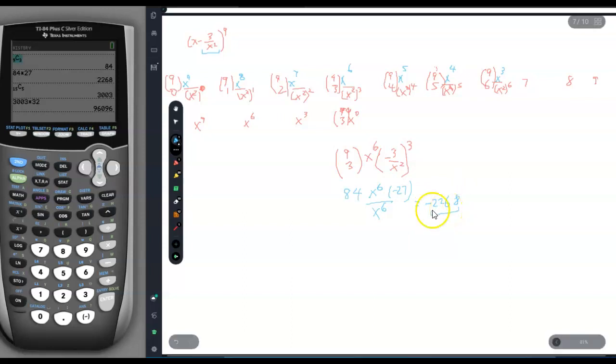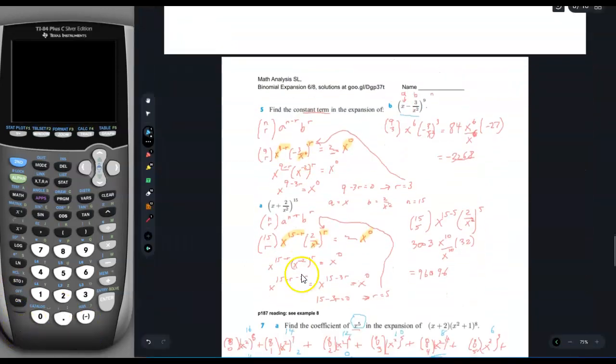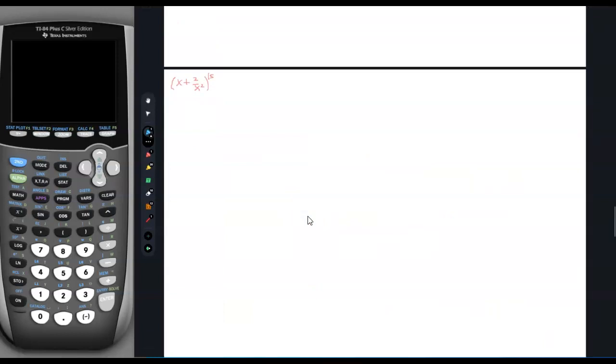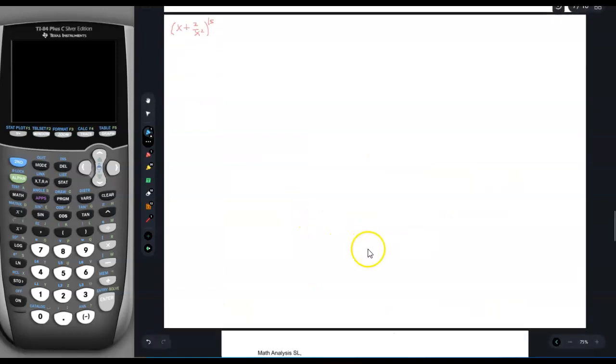All right, how was that? No algebra. Okay, now we're going to do the next problem, which is (x plus 2 over x squared) to the 15th. We're going to find the constant term of that, not using algebra. This is the non-algebra method. If you prefer to use a little bit of algebra, maybe a lot of algebra, go watch the other video, okay? This is for people who don't like to use algebra.